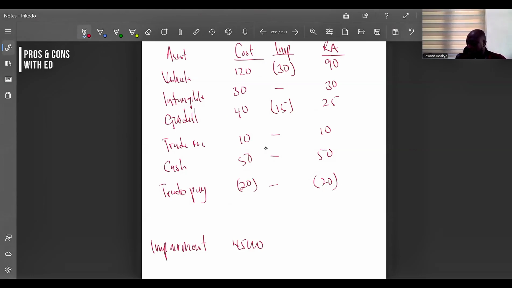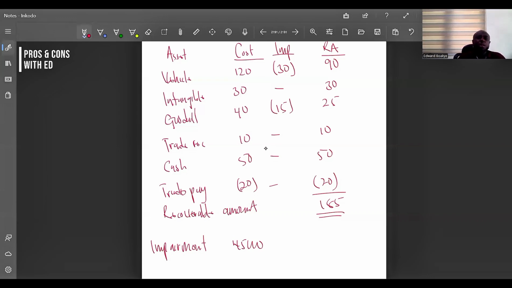So 90 plus 20, plus 30 plus 25 plus 10 plus 50, less 20, will give us 185. So this becomes our recoverable amount instead of the 230. So basically, this is the idea of recognizing impairment on a cash generating unit.